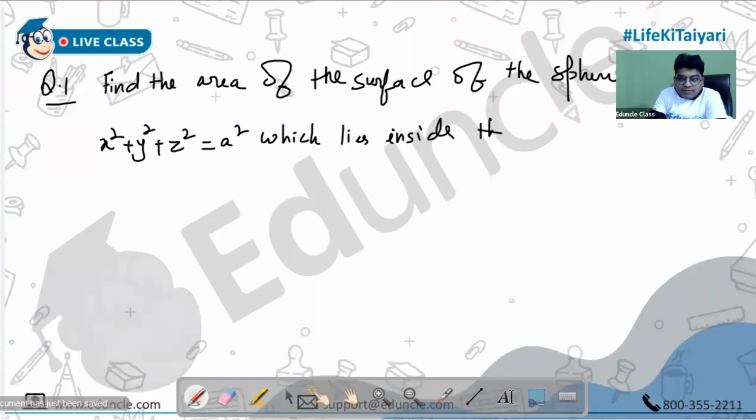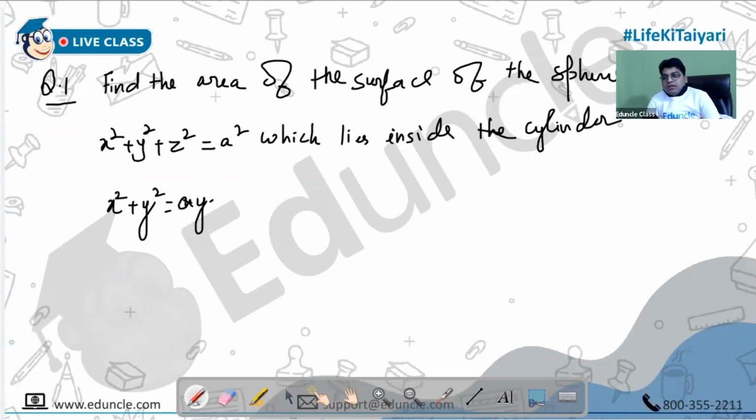Which lies inside the cylinder. Cylinder means a circle of infinite length along the z-axis, plus and minus, that is also called a cylinder. So can you find the area, meaning the surface area? The surface is given and it lies inside the cylinder. What is the answer? Can you find the answer?